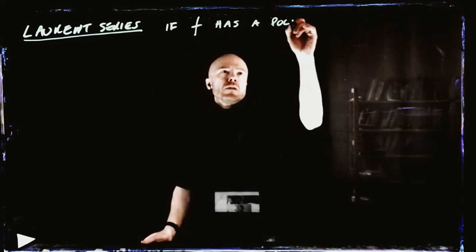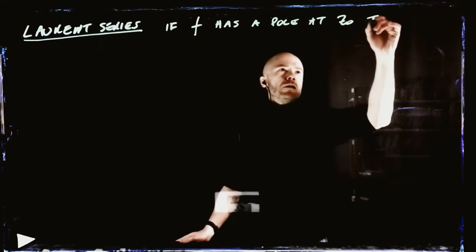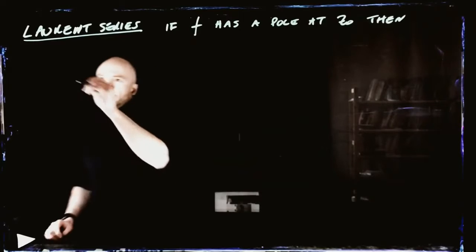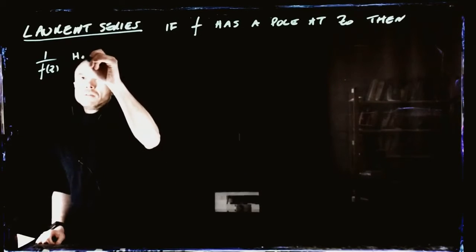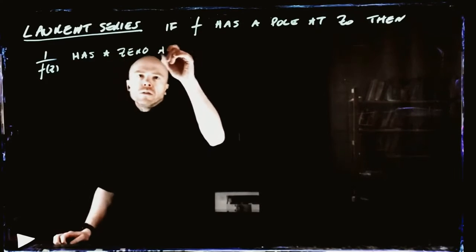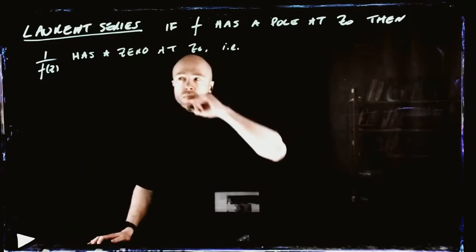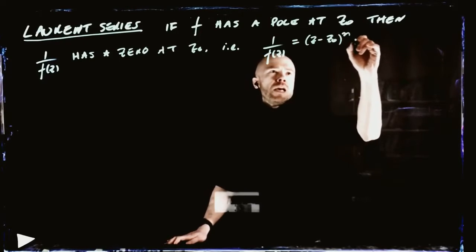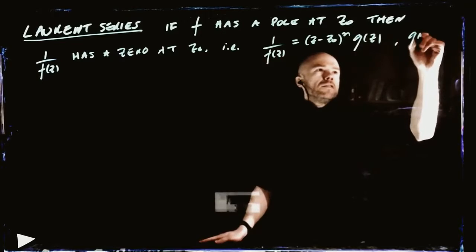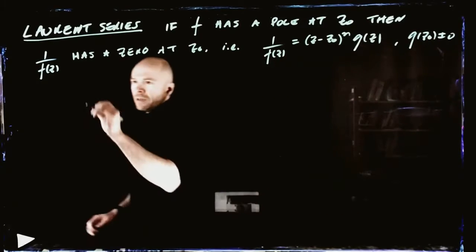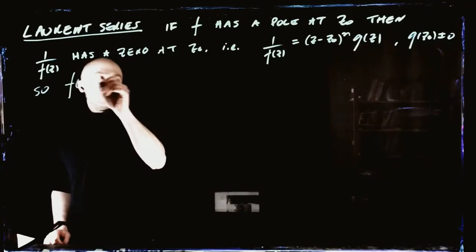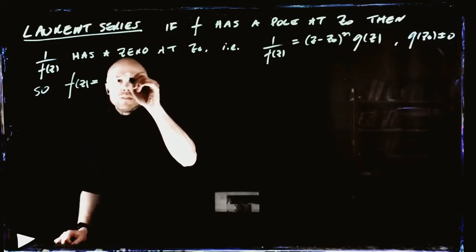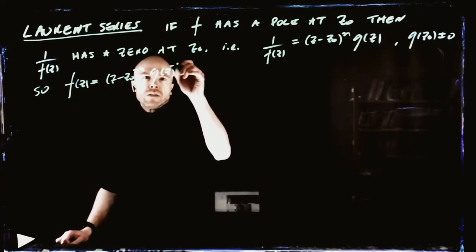So, what do we know about singularities? If f has a pole at z0, then that exactly means we define it to be this: that 1 over f of z has a 0 at z0, i.e. 1 over f of z is equal to (z minus z0) to some n, times some holomorphic function g, where g of z0 is not equal to 0. And then we unwrap that, and we get f of z is equal to (z minus z0) to the minus n, times g of z to the minus 1.